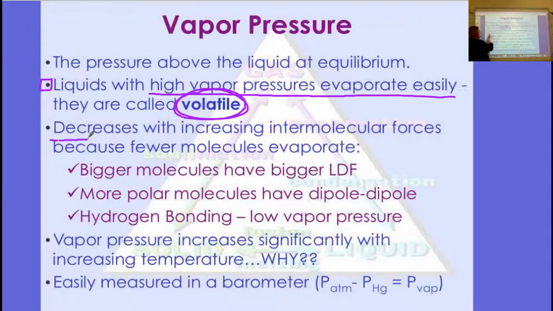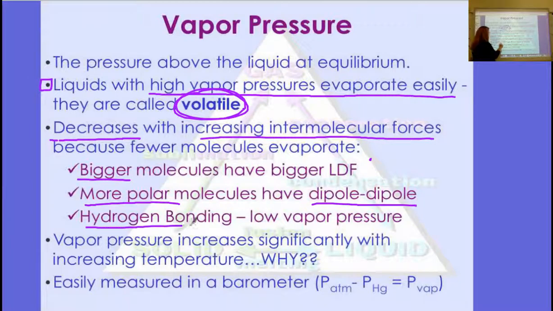Vapor pressure decreases, it goes down, with increasing intermolecular forces. Why? If you increase your molecular forces, it's harder to break apart, and fewer molecules will actually evaporate. If it's a bigger molecule, if it's more polar, remember that scale, 0.5, 0.5 to... Yeah, that's coming back. Review for final exam. Dipole-dipole forces are stronger yet. Hydrogen bonding, which is an example, water, takes a pretty long time for water to evaporate because it has high intermolecular forces.